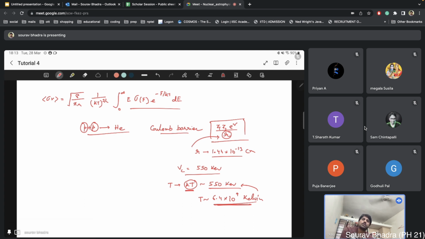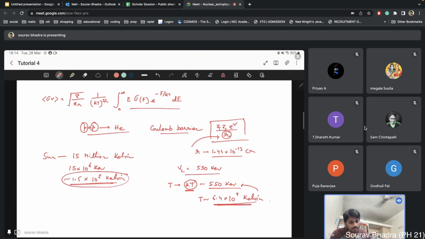Now in our star, the core temperature of our sun is about 15 million degrees, 15 million Kelvin. That means the temperature is 15 times 10 to the power 6 Kelvin, or roughly 1.5 times 10 to the power 7 Kelvin. This is the temperature of our sun's core, and the temperature needed for the proton-proton reaction is very much higher. Here it is 10 to the power 9 and here it is 10 to the power 7, that means 2 orders of magnitude lower than the required energy.